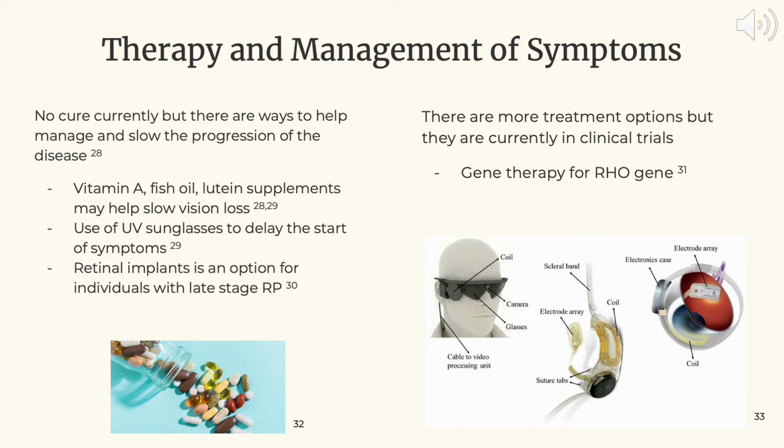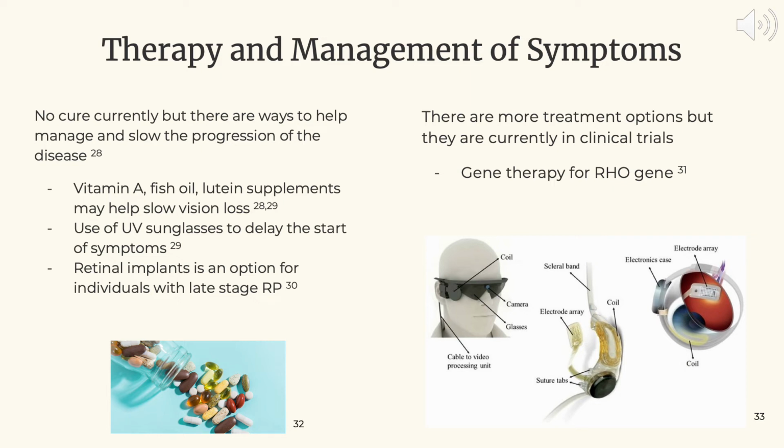Now onto the therapy and management of symptoms for retinitis pigmentosa. Currently, there is no cure for this disease, but there are ways to help manage and slow the progression of it. Supplements like vitamin A, fish oil, and lutein may help slow vision loss. Use of UV glasses can help delay the start of the symptoms of retinitis pigmentosa.